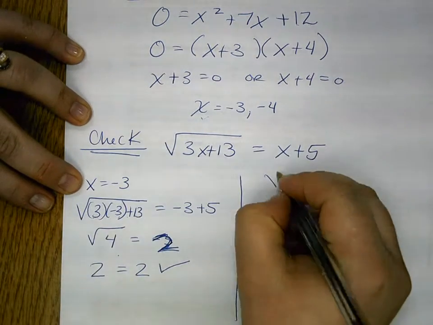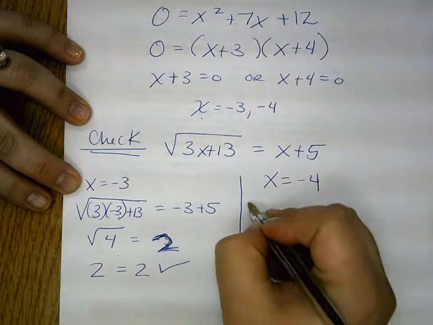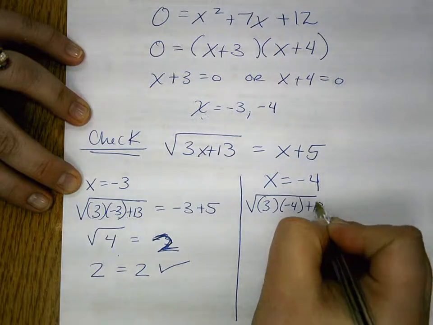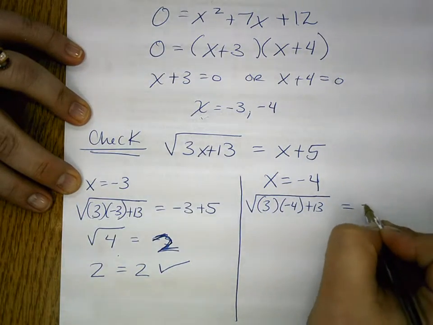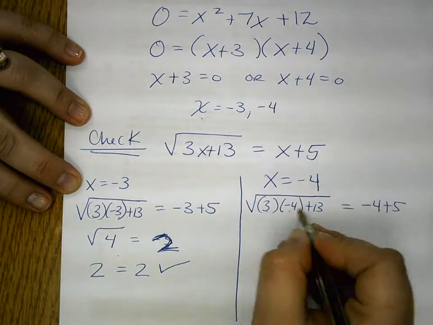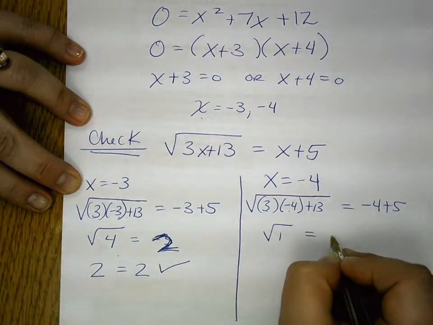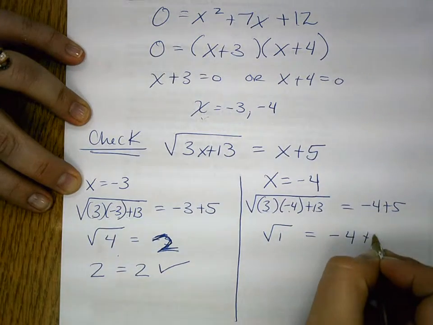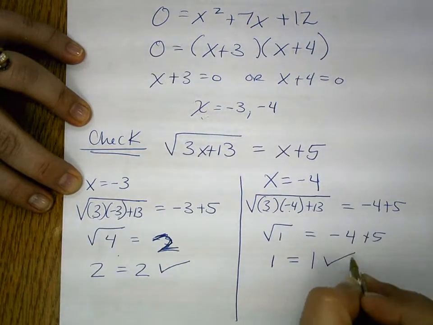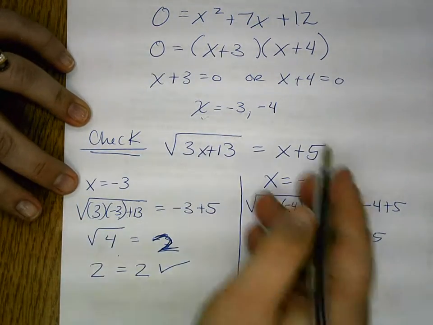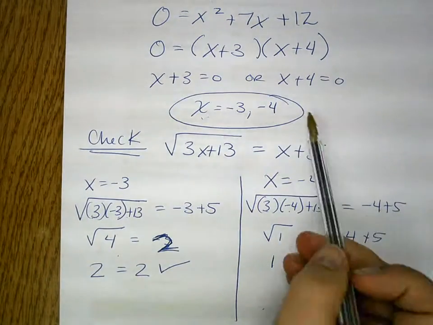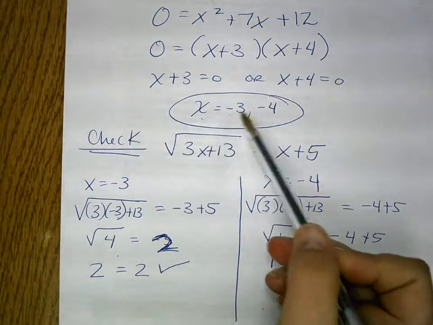Now let's check out x equals -4. 3 times -4 plus 13, is that equal to -4 plus 5? -12 plus 13 is the square root of 1, which, sorry, that was supposed to be 1 equals 1. That also checks out. And so your solutions for number 25 are -3 and -4.